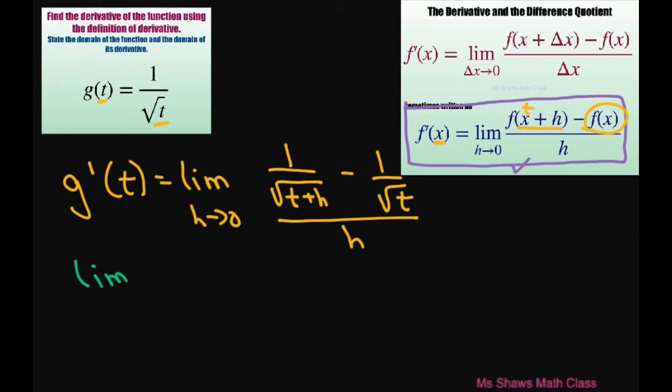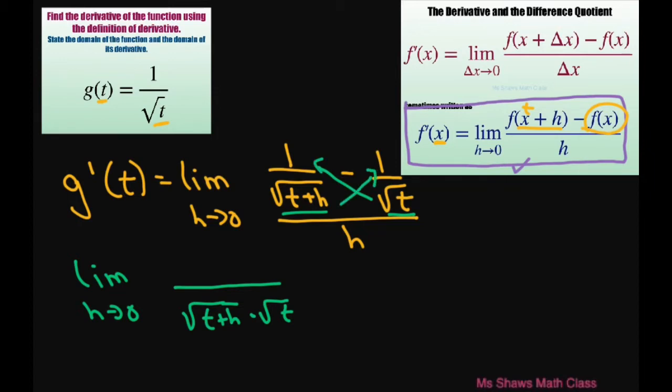Now let's go ahead and get our common denominator. We have the limit as h approaches 0, and our common denominator is going to be square root of t plus h times the square root of t. And then to fix this so they share the same denominator, you can just cross multiply like that, or the butterfly method. So this is going to be square root of t minus square root of t plus h. Now this h here goes down below, but I can move it up here. So just put it there. That makes it a little easier.